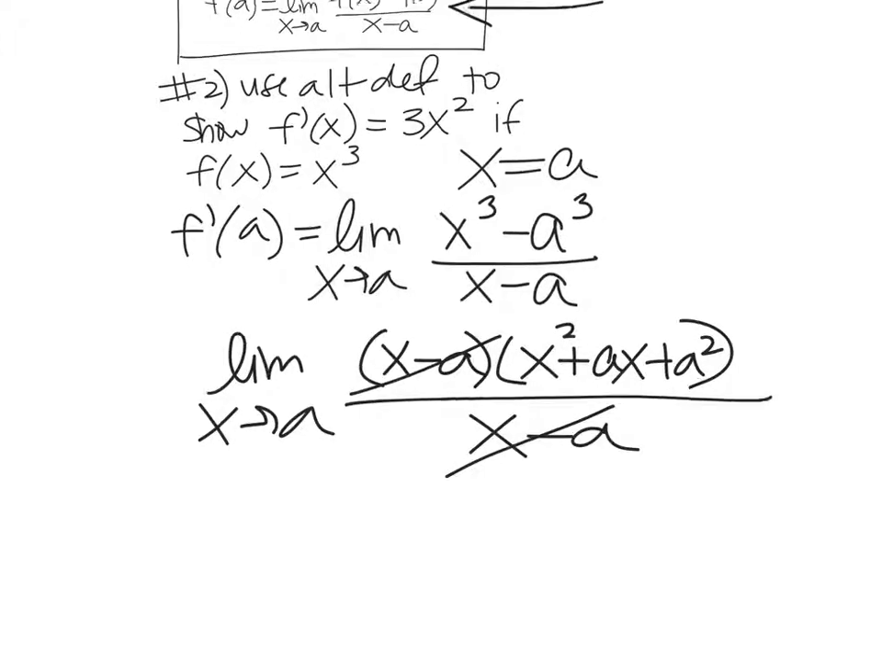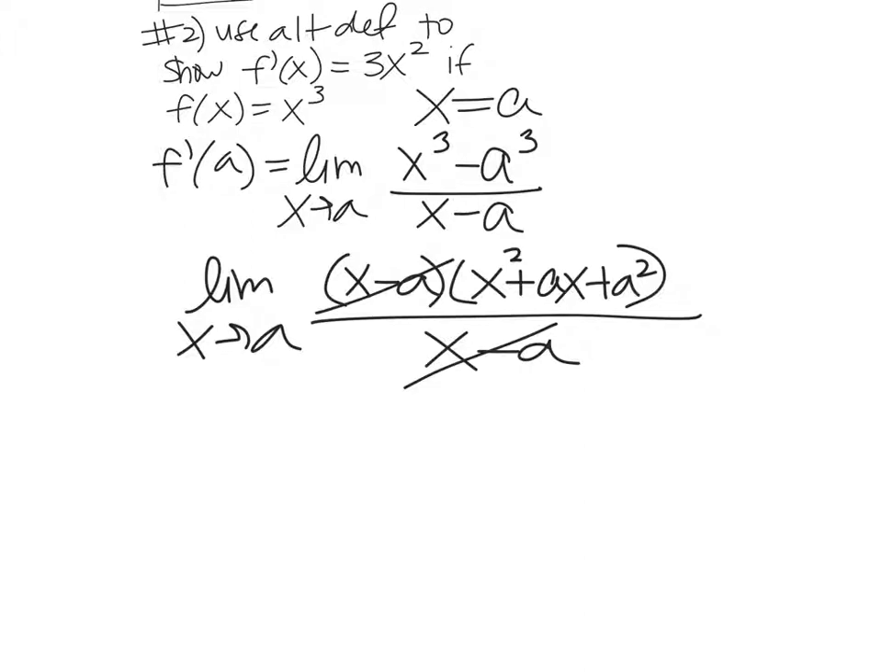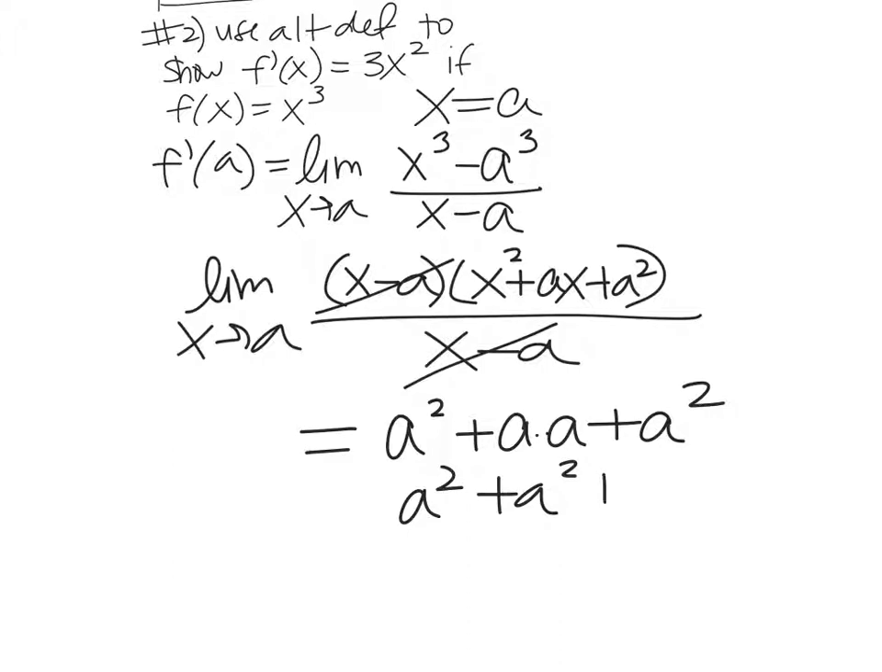Okay? And now let's take the limit as x goes to a. So we're going to plug in a for all the x's that we see. So I get a squared plus a times a plus a squared. So I have a squared plus a squared plus a squared gives me how many a squares? 3a squared. Yeah, it's the same thing, right? Just at x equals a instead. We could have plugged in 2 at that point. There's another shortcut.